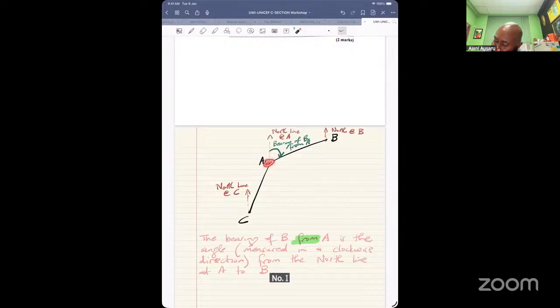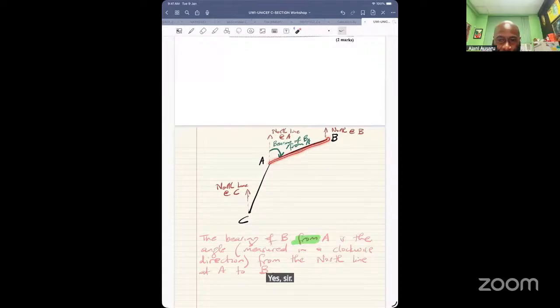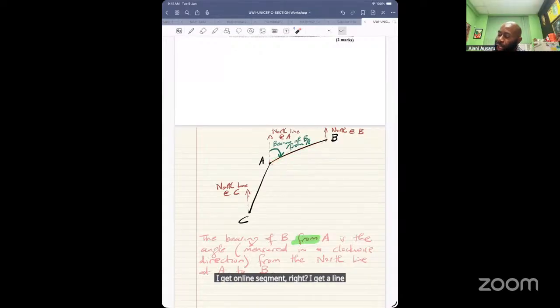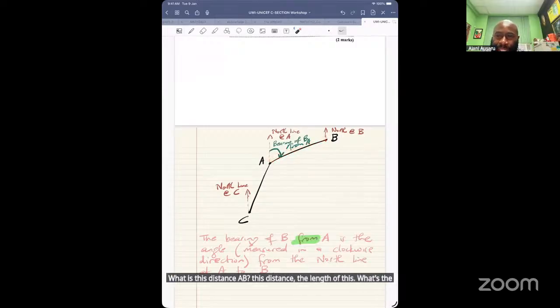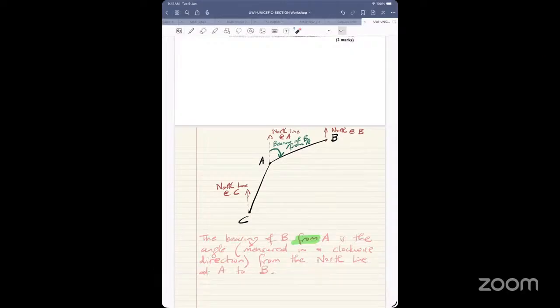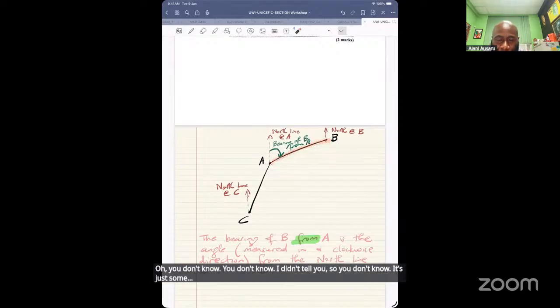I have a point A and I have a point B, correct? Yes, sir. Connect the two points. What do I get? I get a straight line, a line segment, right? Beautiful. Now, I'm not asking a full question, but I'm trying to make a point. What is this distance AB, the length of this? Do you know what it is? No, sir. You don't know, I didn't tell you. You can just measure it, right?